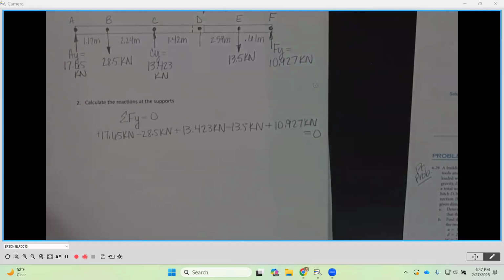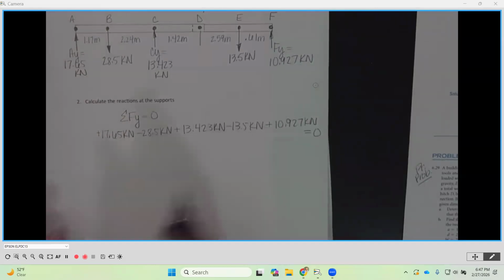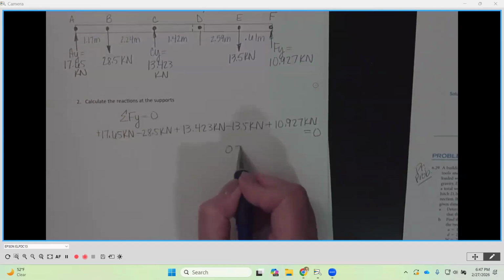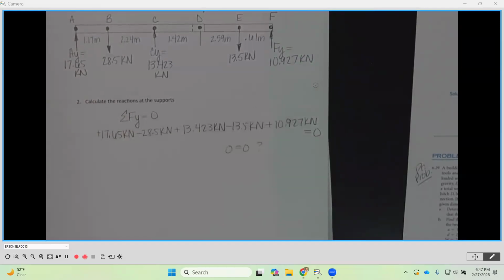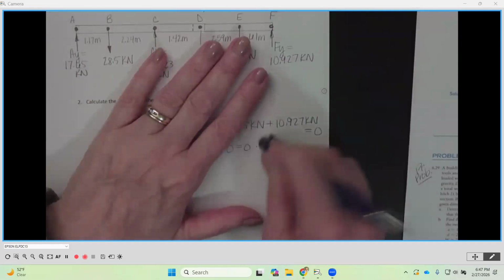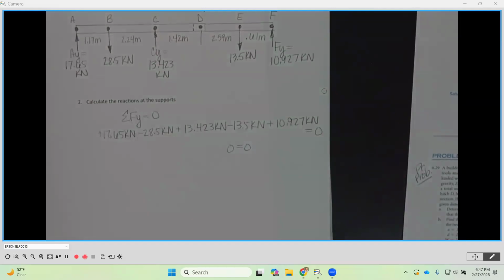What do you guys get? Does everything cancel out here to be 0 equals 0? I hope so. Yes, Nia says yes, he got it. Yep, you got to plug it all in our calculator. Good. Anybody else get that same value? 0 equals 0. Just want to get it confirmed.